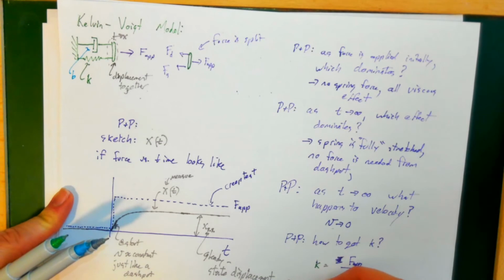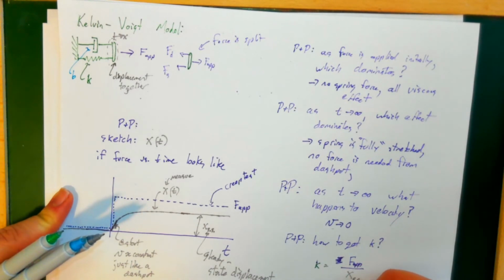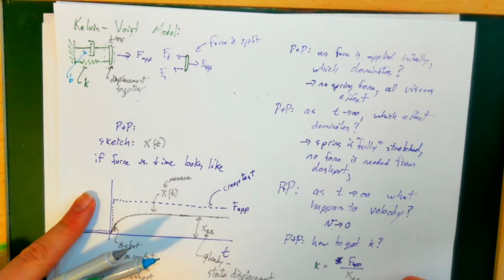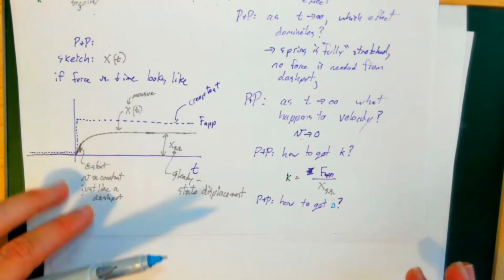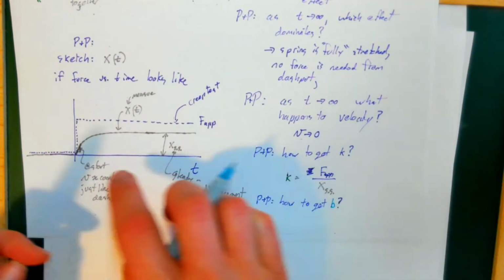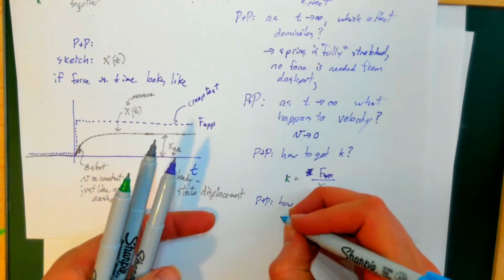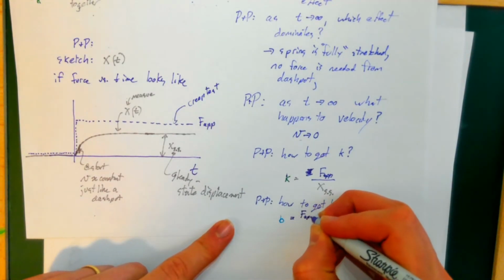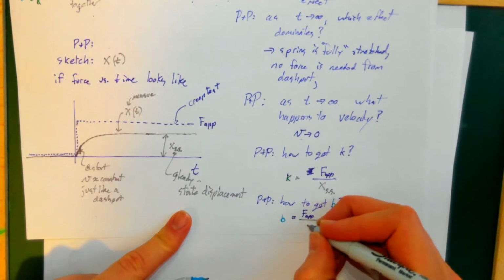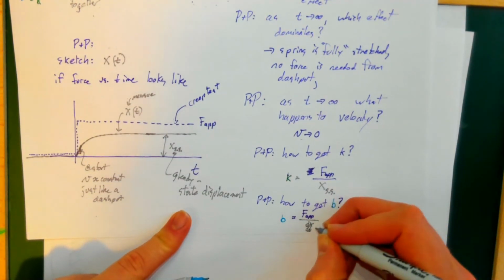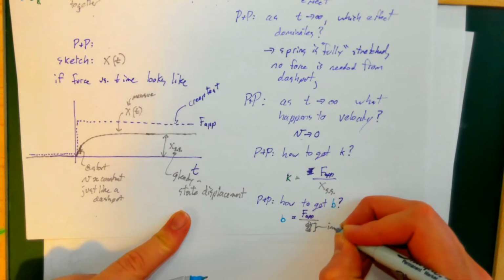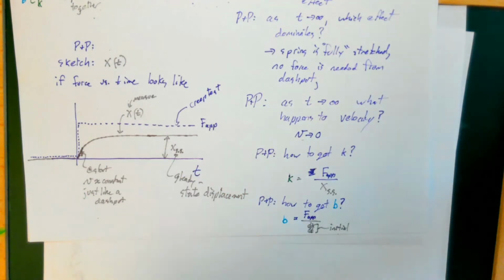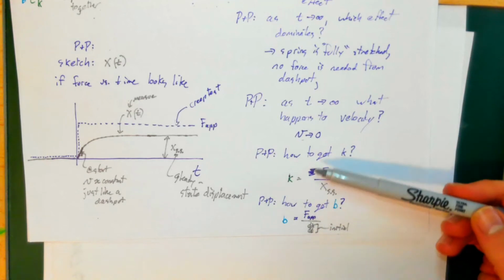Take a moment now, pause and ponder how to get b. Well, hopefully you've had a chance to think about it. It turns out we can use this initial slope. So we could basically say b is equal to the force applied divided by dx dt, the sort of initial dx dt, right at this region here. So these are sort of approximate ways to get k and b.